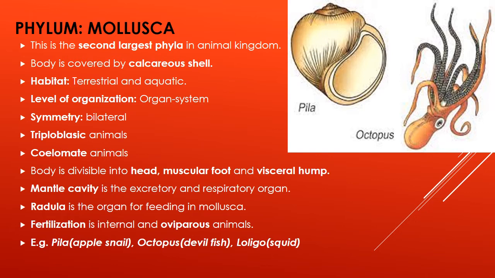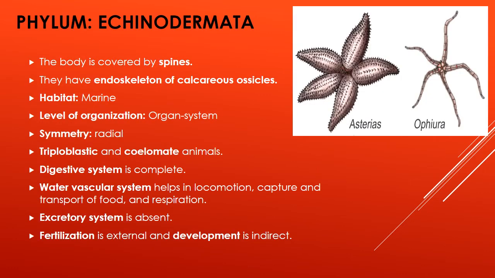Mantle cavity. Radula is the organ for feeding. You get this question: name the organ for feeding in Mollusca. Radula. Fertilization is internal and they are oviparous. You can imagine octopus laying eggs. Examples: Pila, apple snail; Octopus, devilfish; Loligo, squid. These are the three common examples. Phylum Echinodermata. Echinodermata are nothing but starfishes.